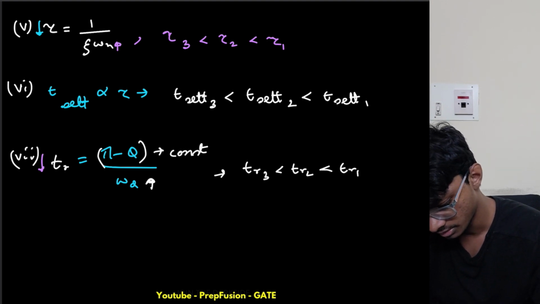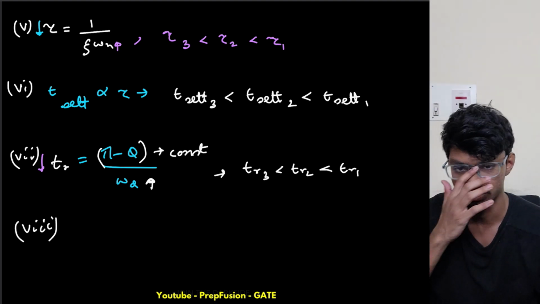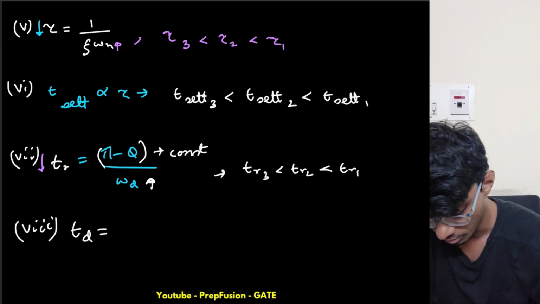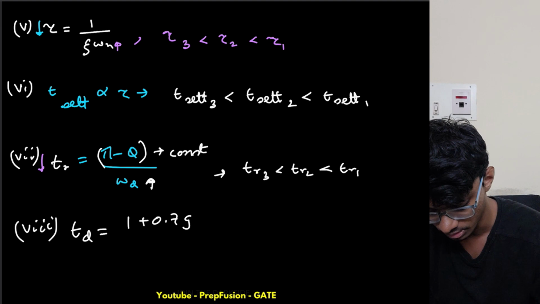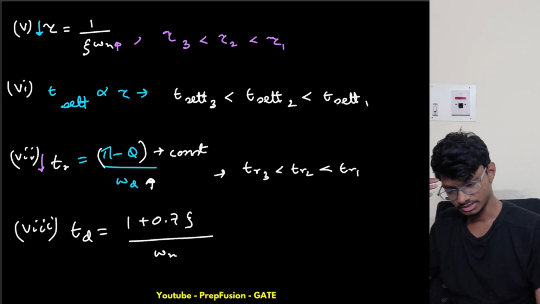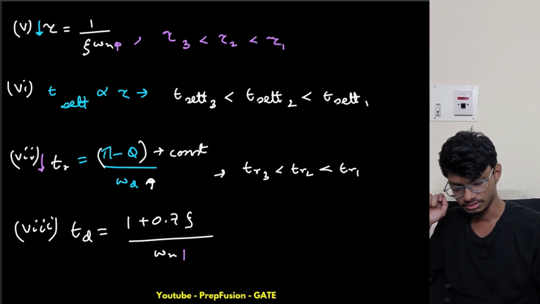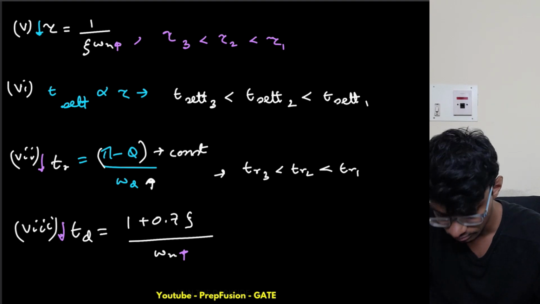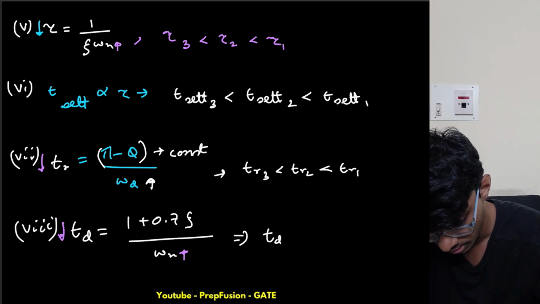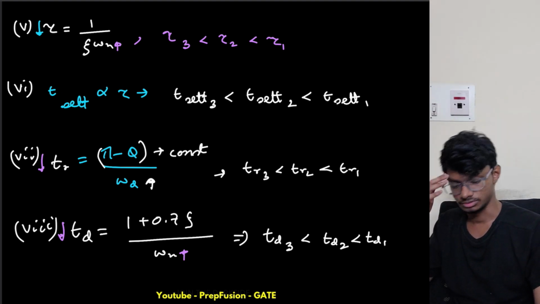Similarly, if you calculate for the delay time, I will assume it is proportional to the rise time, or you put it here in the formula. This time it will work, in the previous case it won't work. Td equals 1 plus 0.7 zeta divided by omega. So what is happening? Zeta is constant only, but my omega is increasing. So td will reduce. My td3 is less than td2, which is less than td1.